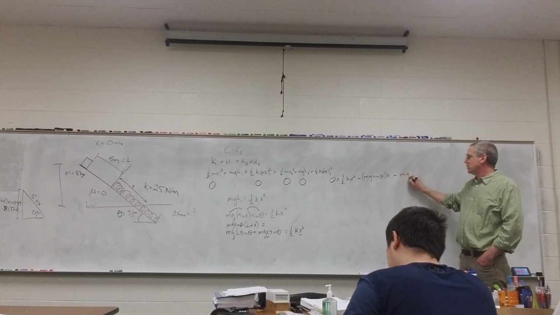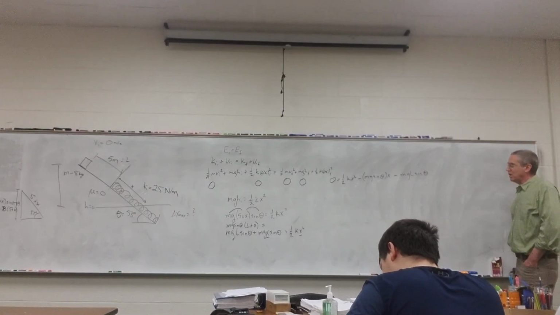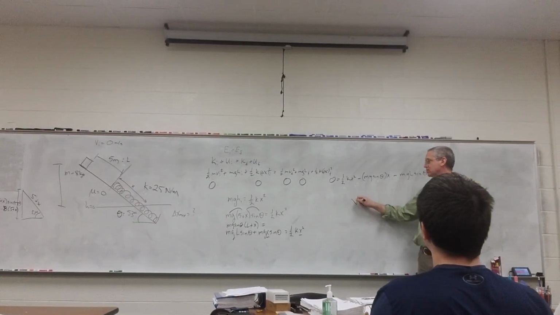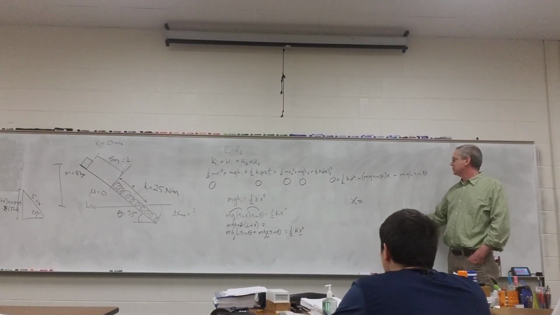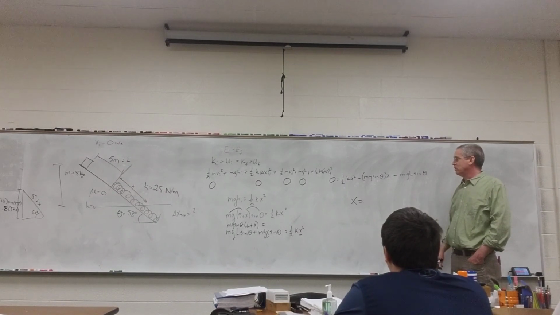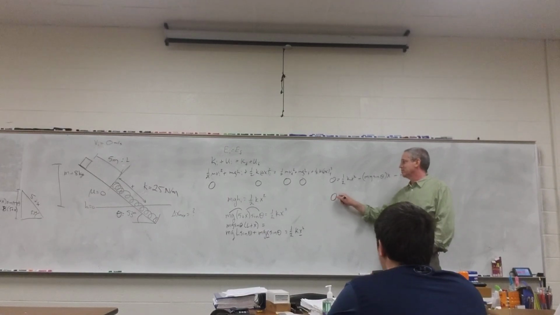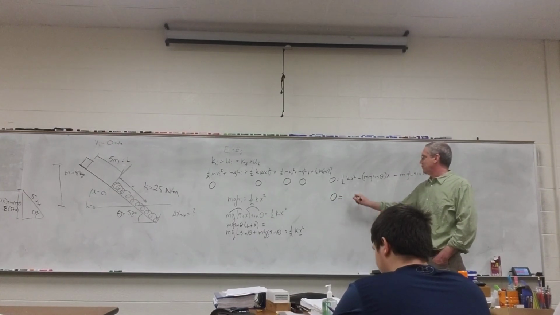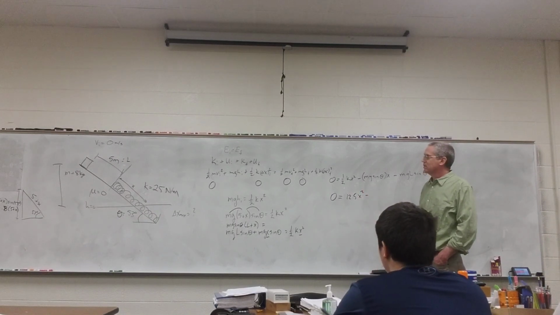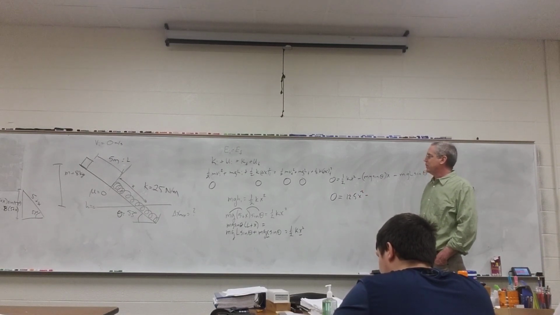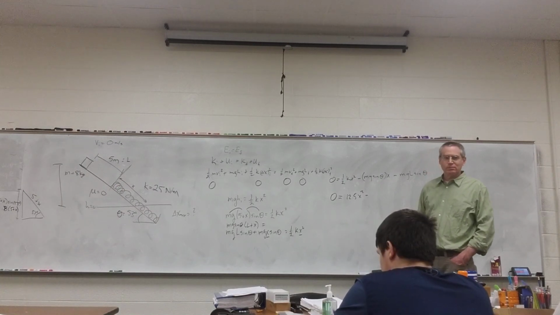Minus mgL sine theta. And now it's solve for x. It probably is easier at this point to use real numbers. So this becomes 12.5x squared minus, so we have 8 times 9.8 times sine of 53 degrees.